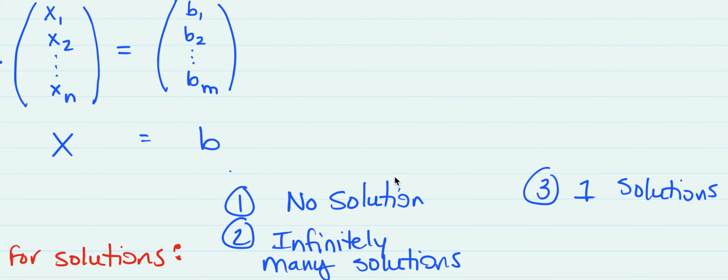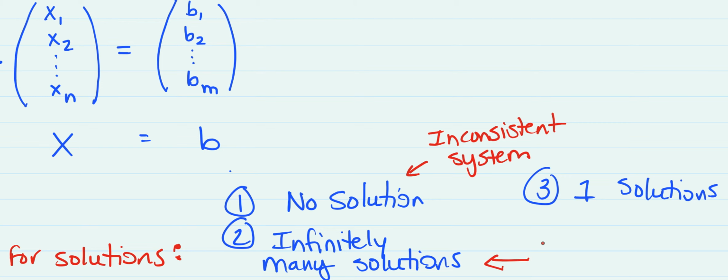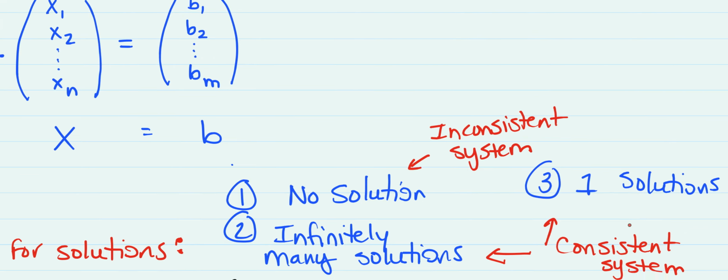I also want to mention that if a linear system has no solution, then we call it an inconsistent system. You might see that in your textbook. And if we have infinitely many solutions or one solution, we call this a consistent system. I'm not going to quiz you on this, just for your knowledge. If you read that in your book, that's what inconsistent and consistent means.